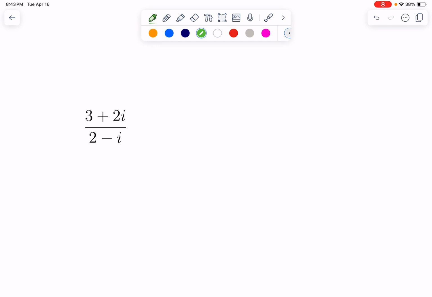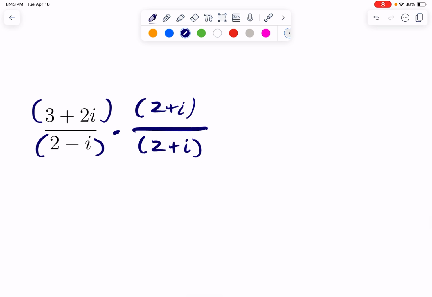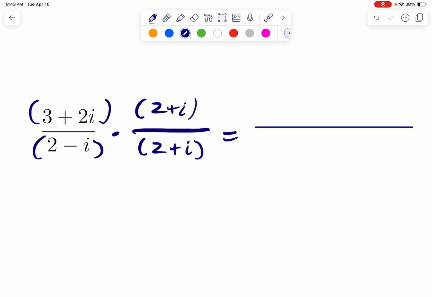Okay, so we focus on the denominator, whose complex conjugate would be 2 plus i. So we'll multiply top and bottom by 2 plus i. I like to add in those parentheses so that it looks like FOILing. So in the numerator, when I FOIL, I will have 6 plus 3i plus 4i plus 2i squared. In the denominator, if I remember that shortcut, it's basically just 4 plus 1.